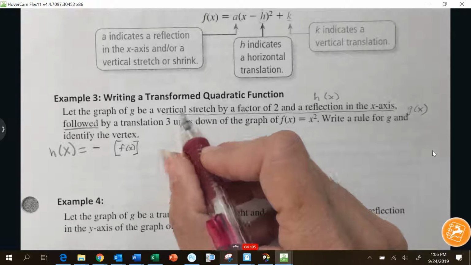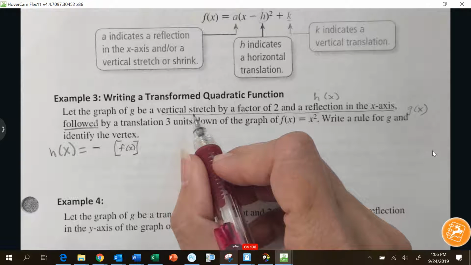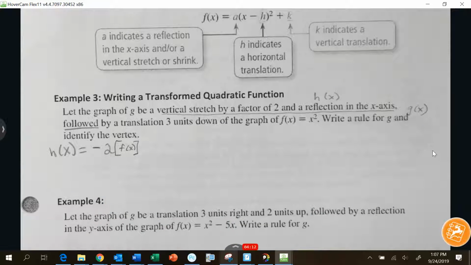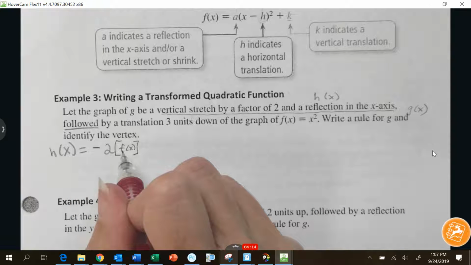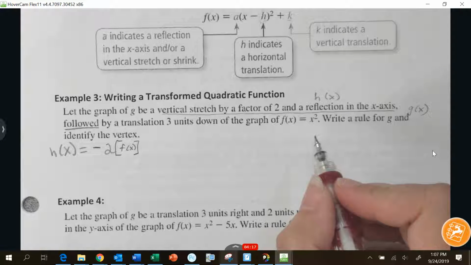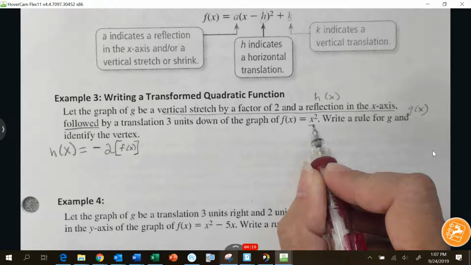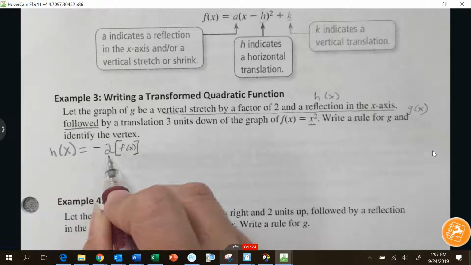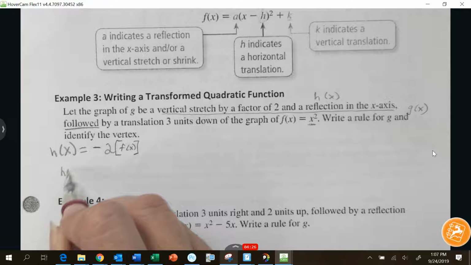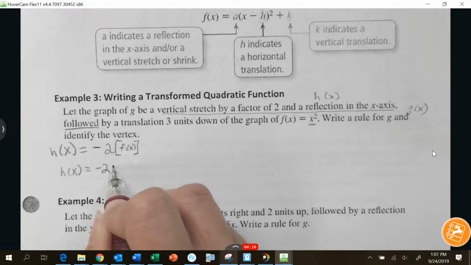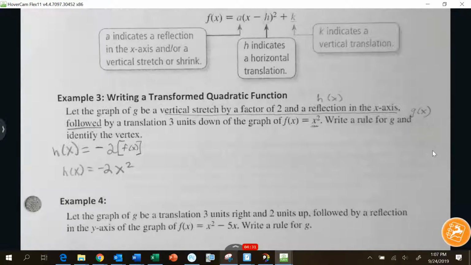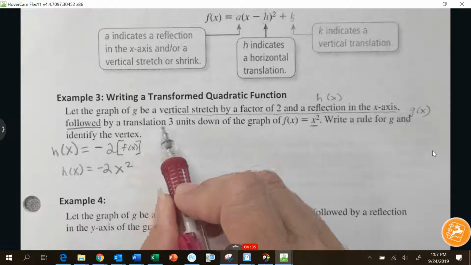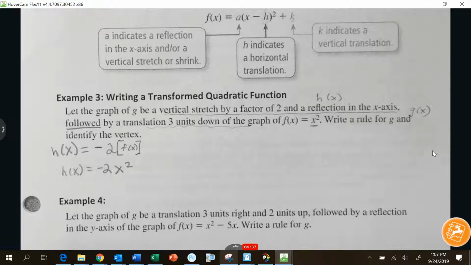Do we change anything for vertical? No. So is it 2? So I have to do that to the function. What is the function? X squared is the function. So I'm going to do that to the x squared. I'm going to have h of x equals negative 2x squared outside. That's halfway done. Now it says followed by a translation 3 units down of the graph.